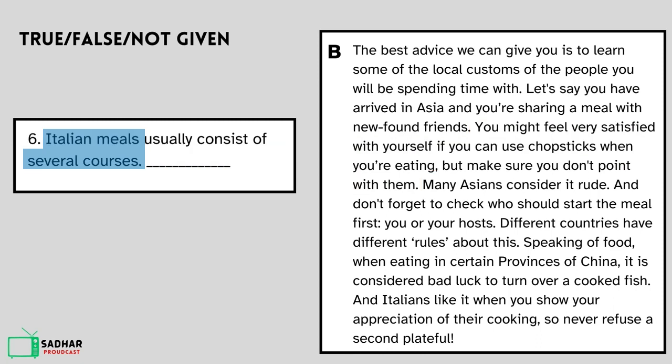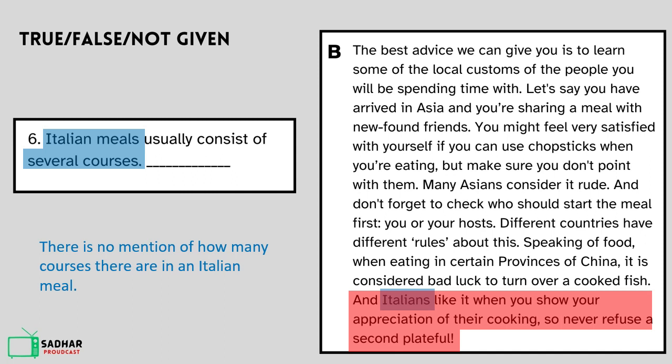Let's go with number 6. Italian meals usually consist of several courses. We have Italian meals and several courses. We have Italians there. And then, so it must be the sentence. And the Italians like it when you show your appreciation of their cooking. So never refuse a second plateful. So there is no mention of how many courses there are in an Italian meal. So it is not written there. That's why the answer is not given.